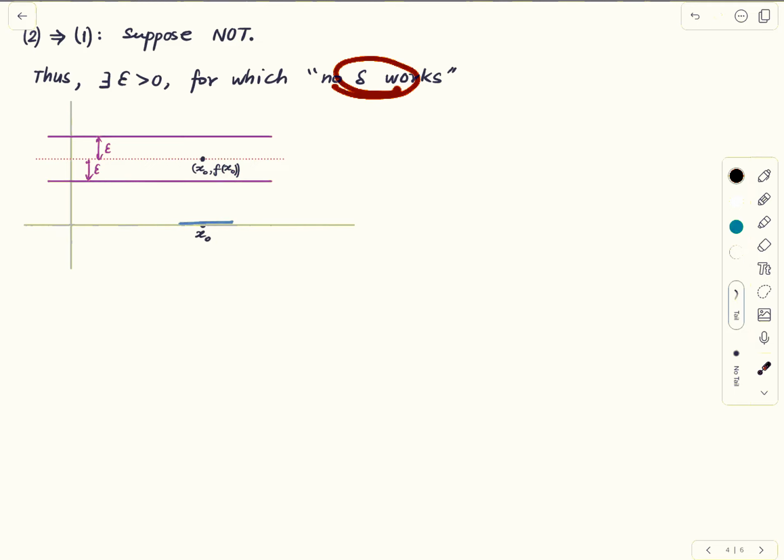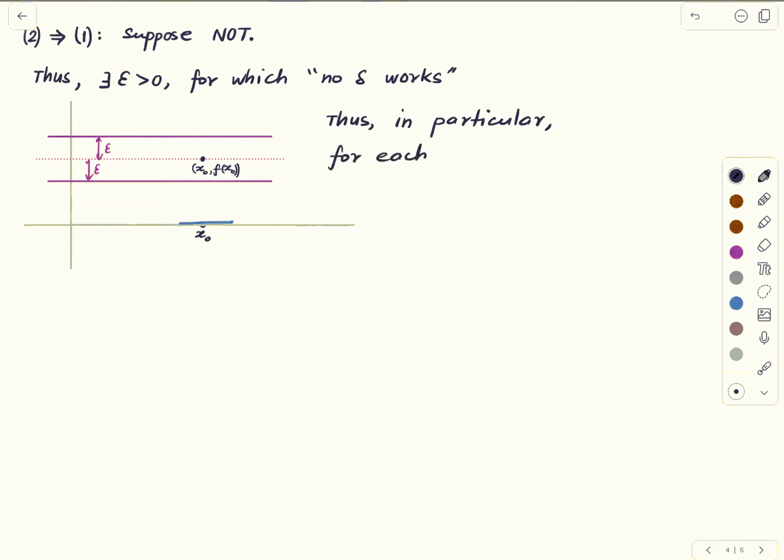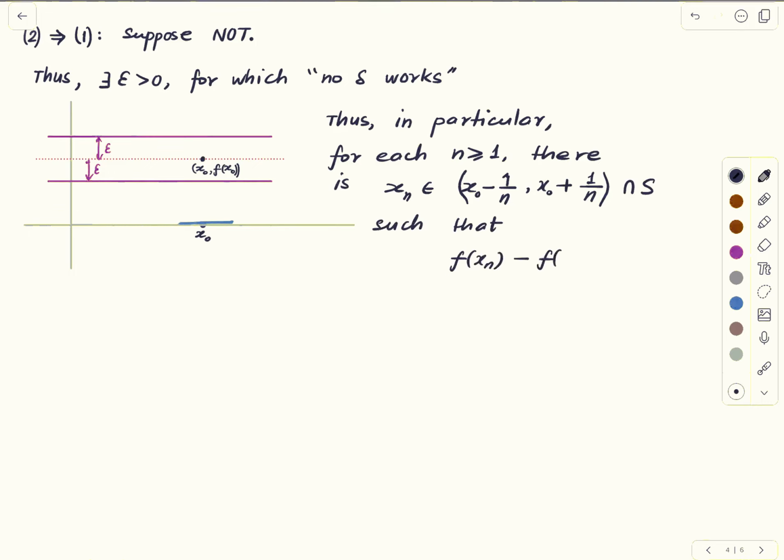So whatever delta you pick, you can always find an offending point, a point which witnesses the failure of the epsilon-delta criterion. So in particular, for each natural number n, there is some offending point in the neighborhood of width 1 by n, such that the image point is far away from f(x0). So I just wrote what I said.